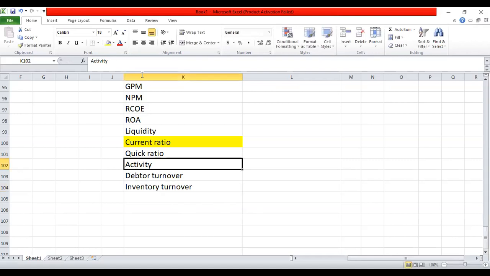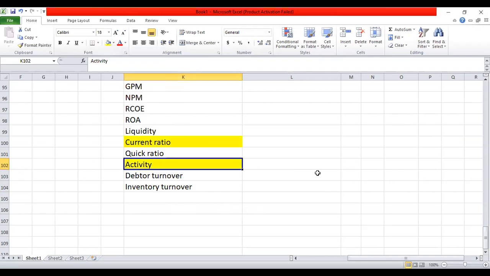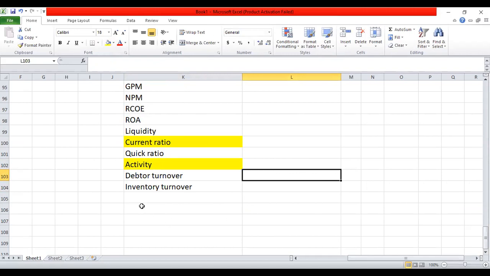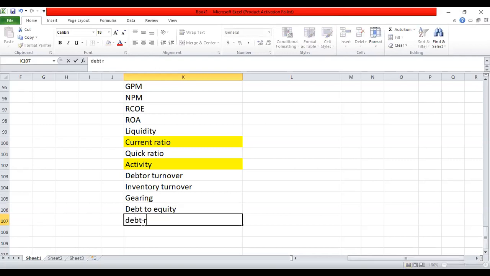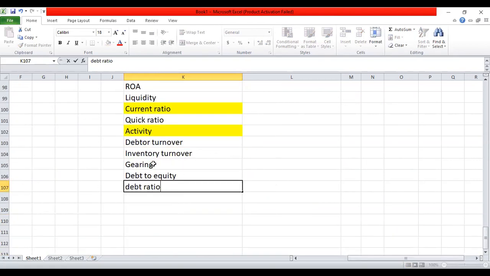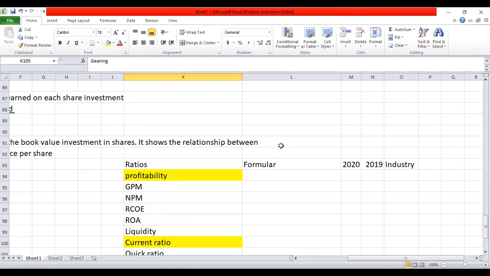Then I'm through with my activity. As I was saying, I will show the formula here, and then I show my calculations. Then I can go to gearing and so forth. What do I need to see in the gearing? I need to see the debt to equity. Maybe I need to see the debt ratio and others. Then after showing this, depending on what the question requires me to do, I do my calculation.